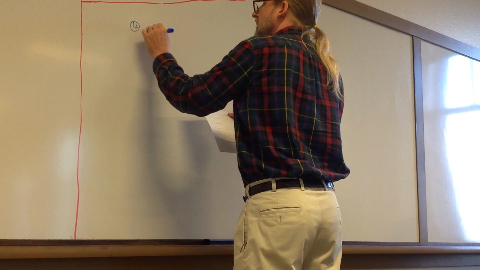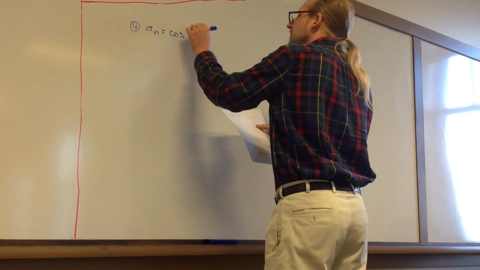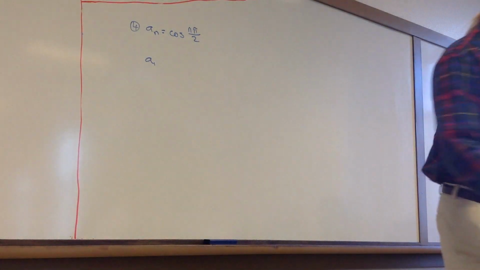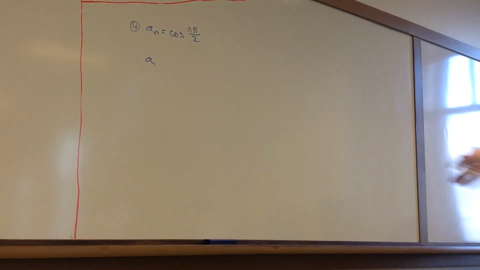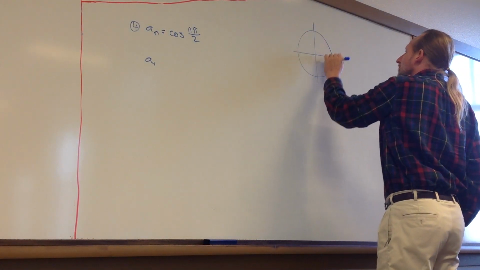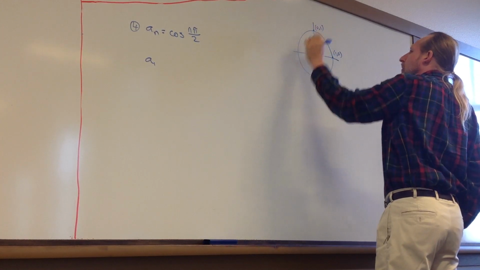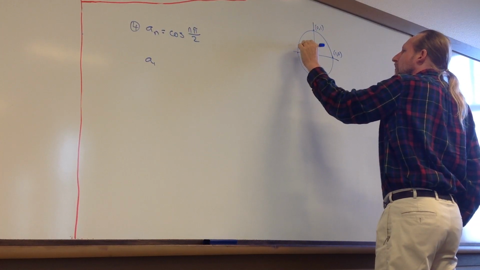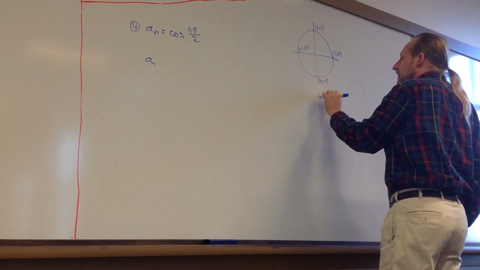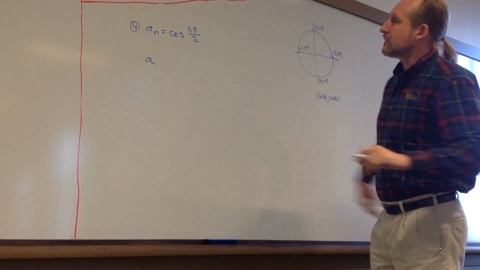We've got a sub n is cosine of n pi over 2. And you can do this on the calculator if you'd like. I frequently use the unit circle to do this, right? Where this is 1, 0, 0, 1, negative 1, 0, 0, negative 1. And here the x-coordinate is the cosine, the y-coordinate is the sine.